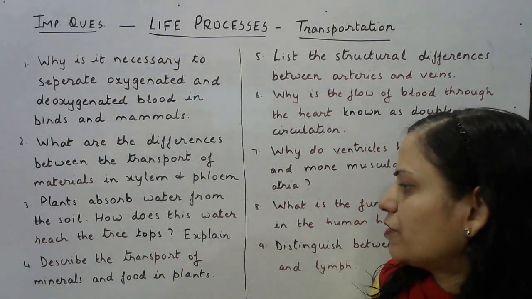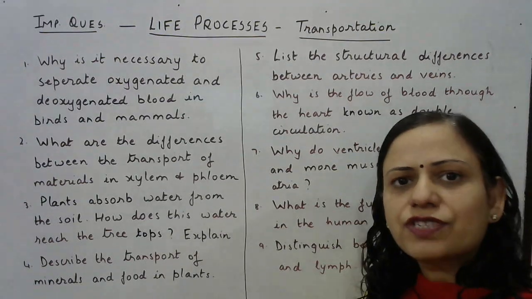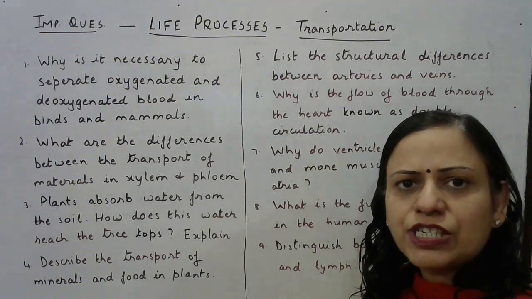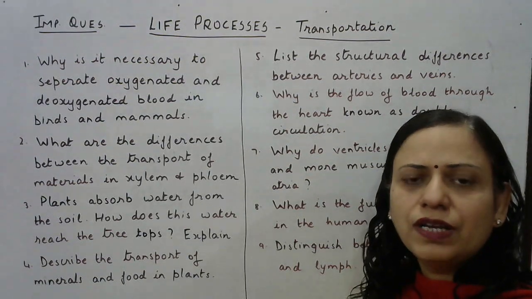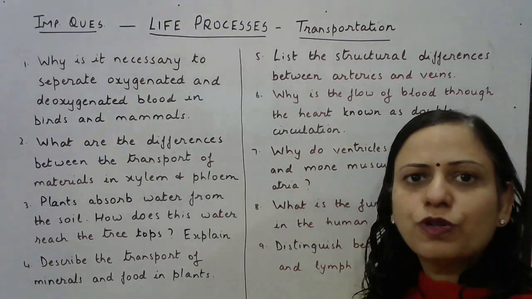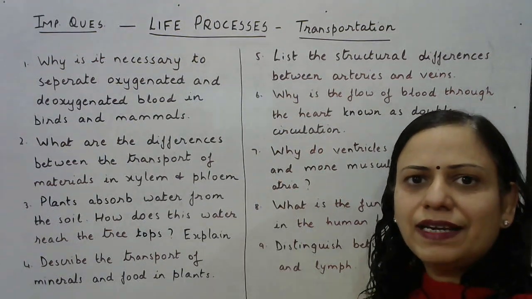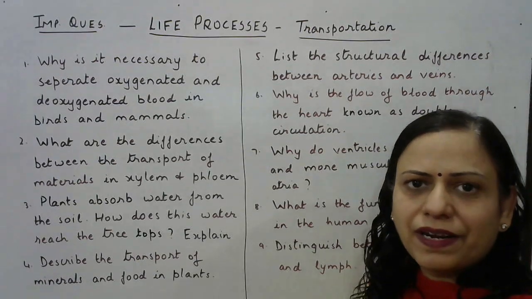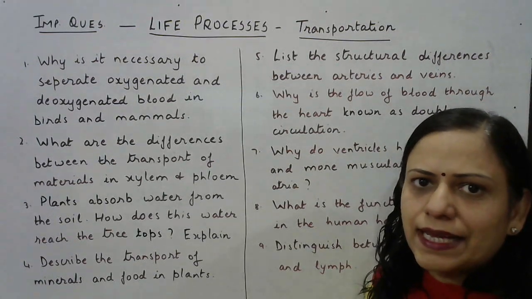Then describe the transport of materials and food in plants. In this question, you have to describe both the things. First, you will tell how water goes inside the roots by active transport, and then you will tell about the transpiration pull, which pulls up the water to the treetops. So this question has to be answered in detail in two main paragraphs, and this can carry a weightage of 3 marks in your exams.